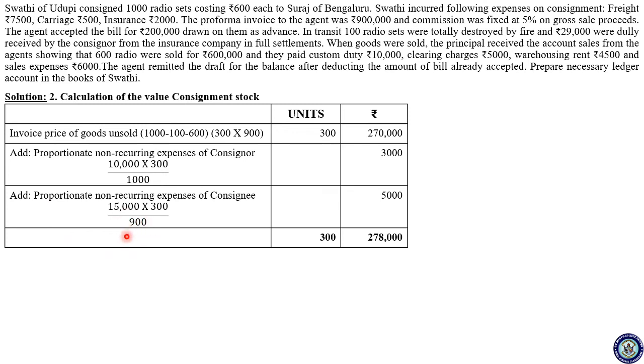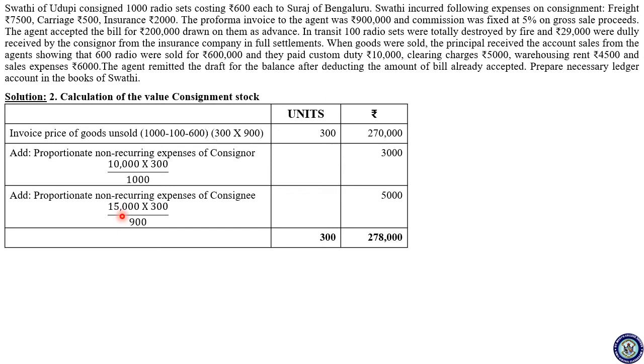Many of the students make the mistake here. Please watch carefully. It is not 1,000, it is 900. Why is it 900? Because the consignee received only 900 units. Though 1,000 were consigned, 100 were lost in transit. So the consignee received only 900, which means whatever expenses he incurred were only for 900.